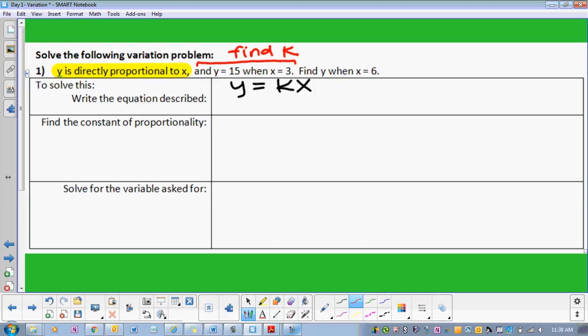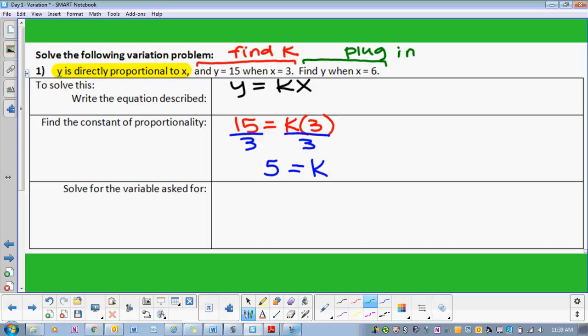All right, so let's plug it in. 15 equals k times 3, right? So divide by 3, and k equals 5. All right, there you go. You just found the constant of proportionality. So this was the relationship. The k is the link between x and y. And in the last step, they're asking you, find y when x equals 6. For this step, you need to plug in k to find your other variable.